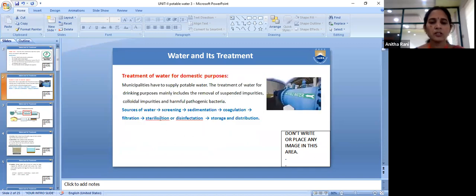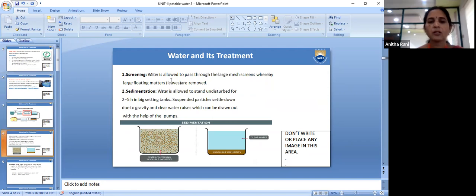Now, there are some steps involved in the treatment of potable water. The first step is screening, where we can remove large floating matter like leaves or bark of wood by using large mesh screens. Next is sedimentation. We take a big tank and pass the water into it, and leave it undisturbed for 2 to 5 hours so that all the suspended particles settle at the bottom of the tank, and we collect the clear water with the help of pumps.